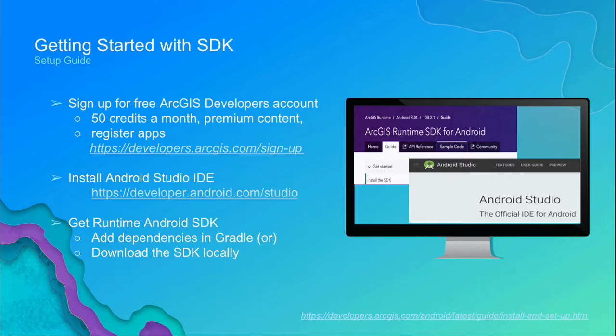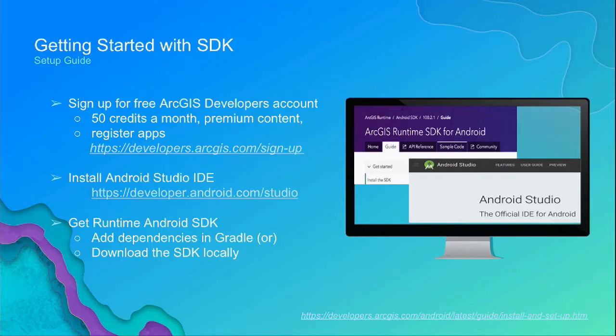So you sign up, you get the SDK, Runtime Android SDK. You need to have an IDE to develop, so you need to install Android Studio, which is the official IDE for developing Android applications, which also downloads the Android SDK for you. So once you have all these, you are ready to build apps. I mentioned there are 2 ways of getting the SDK. One is through adding a dependency, getting the SDK from a Maven repository that is hosted, and the other way is to download the SDK locally.